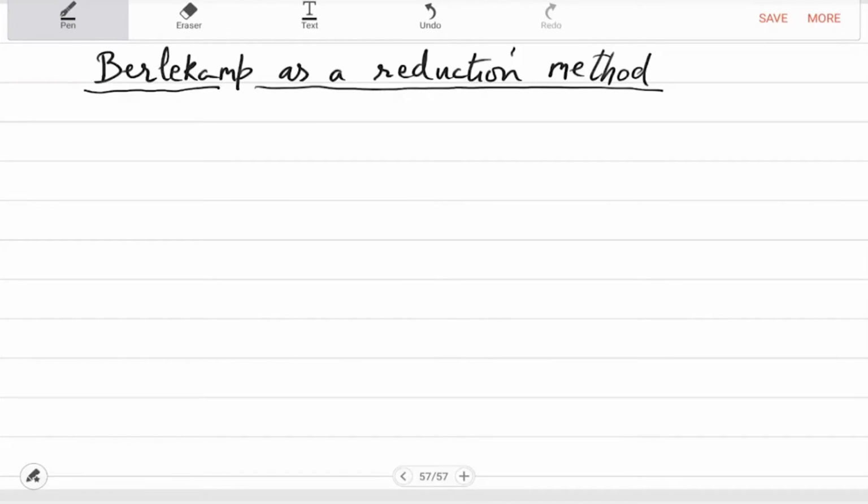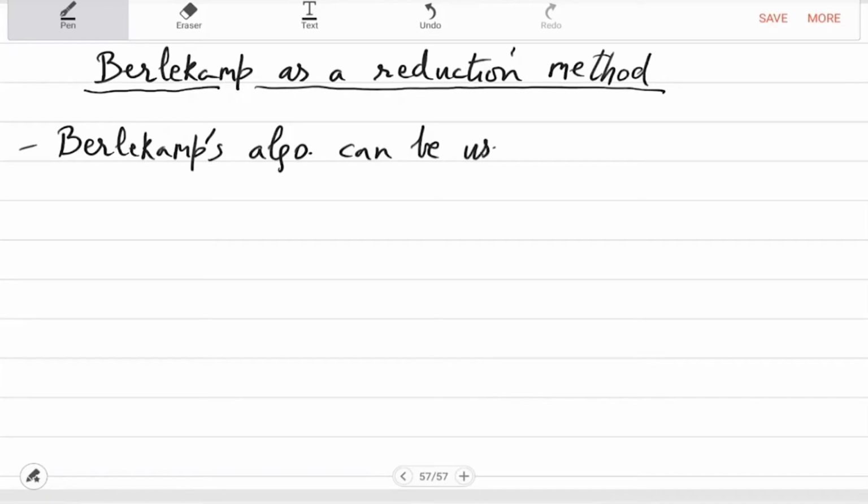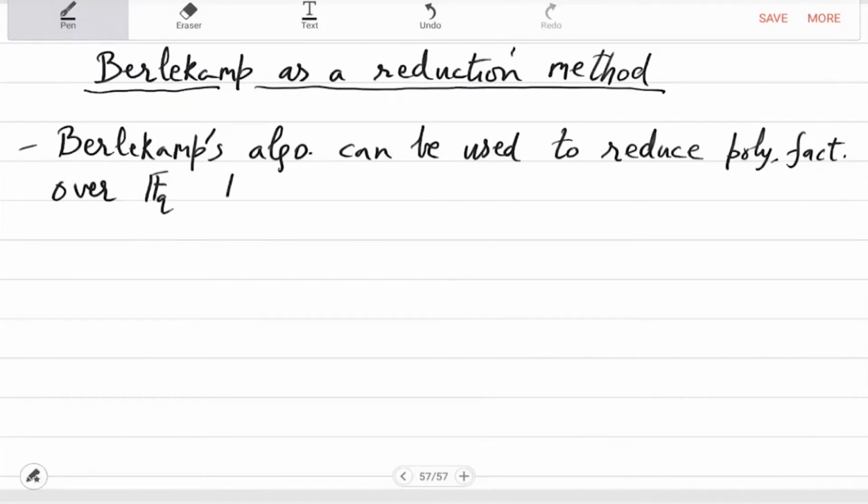So let us discuss these two before we move to the next algorithm. Berlekamp's algorithm can be used to reduce polynomial factoring over a general finite field Fq to that over Fp, in deterministic polynomial time.